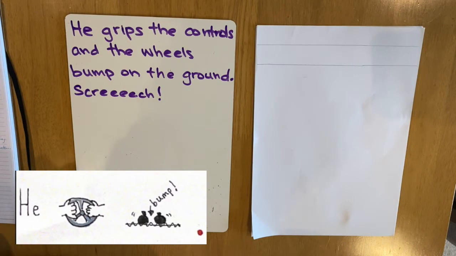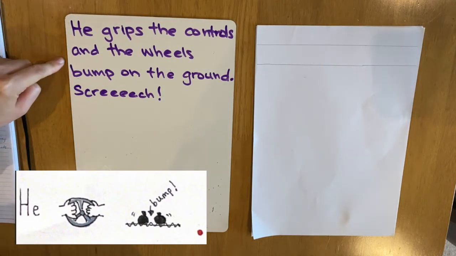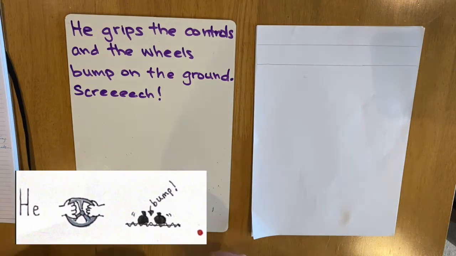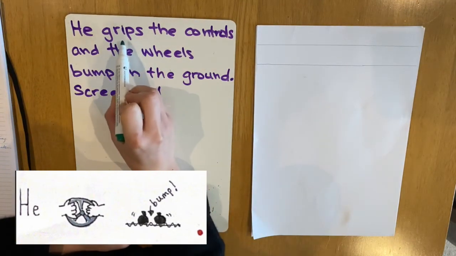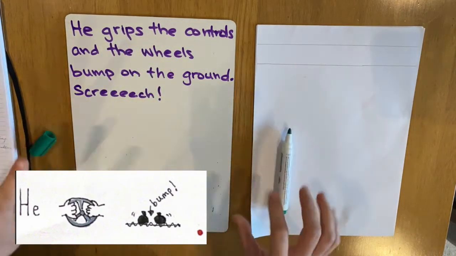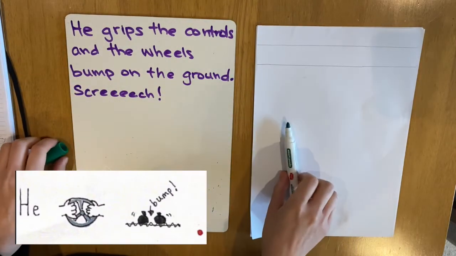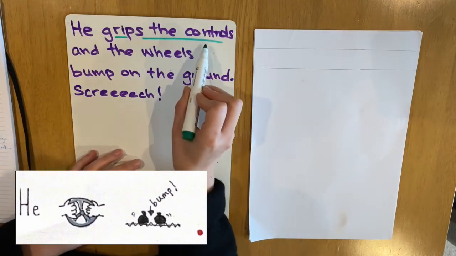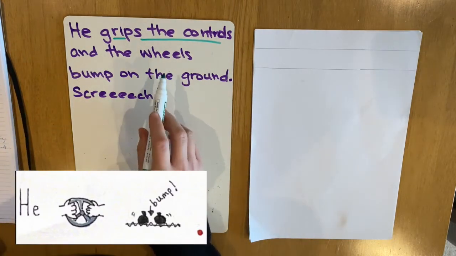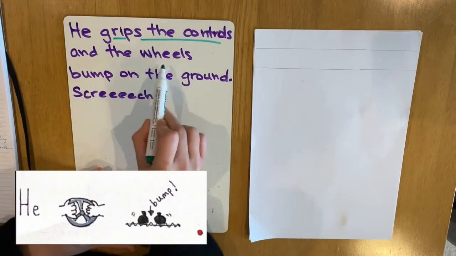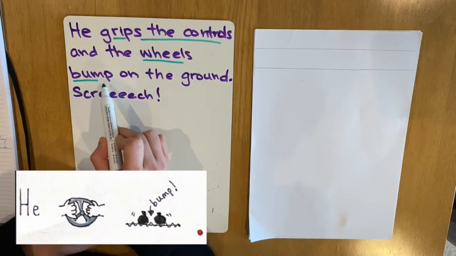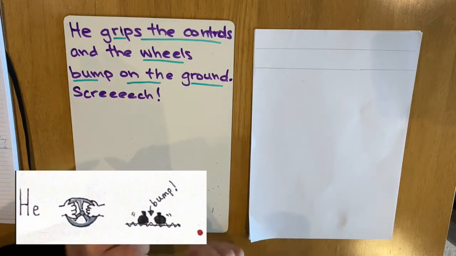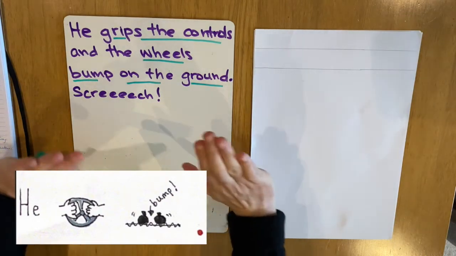The next line in our story is, he grips the controls and the wheels bump on the ground. Screech! I'm going to change this bit where it says he grips the controls, because in my story, I want Malala to squeeze the brakes of her scooter. So I'm going to change it to, she squeezes the brakes and the wheels bump on the ground. I'm going to change this bit as well, to, and the scooter comes to a stop. I want to keep the screech bit though, because I think that gives a really good picture in the reader's mind of how really quickly the scooter stopped.